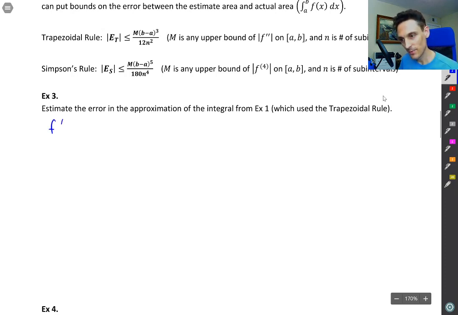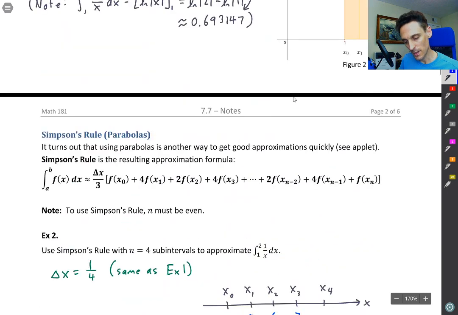Well, to get the second derivative, we need the first derivative, and just as a reminder of what our function was from example 1, it's 1 over x. Peek back up here.